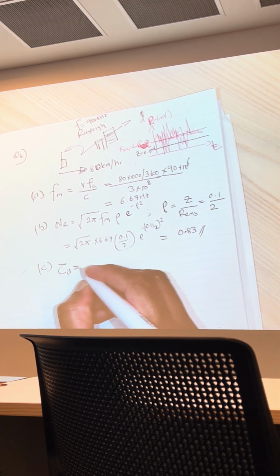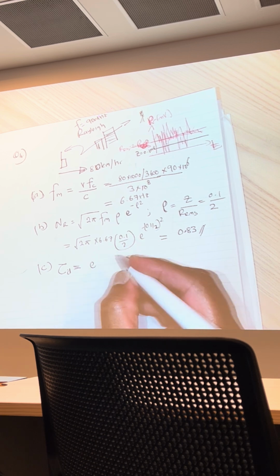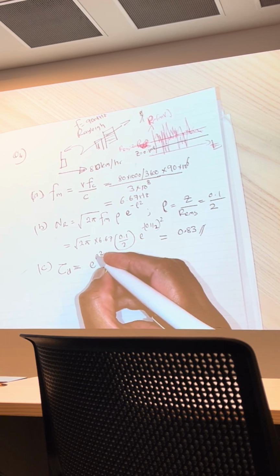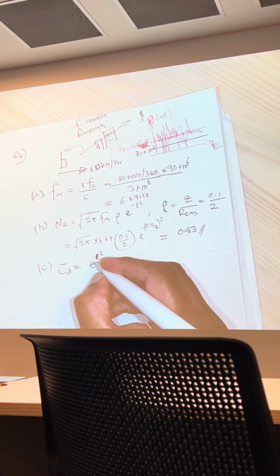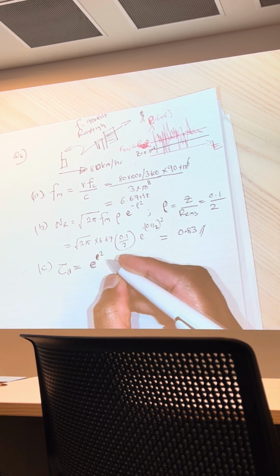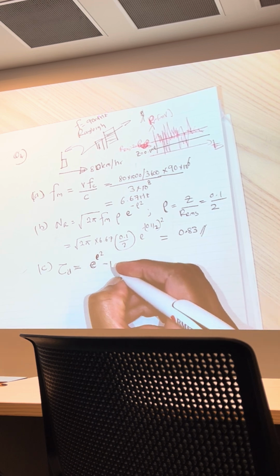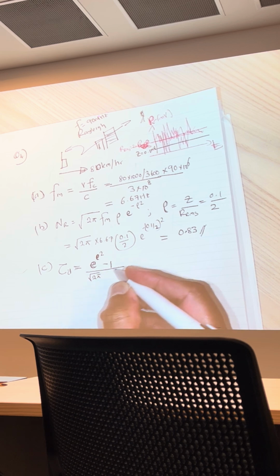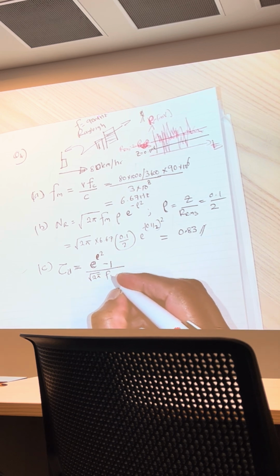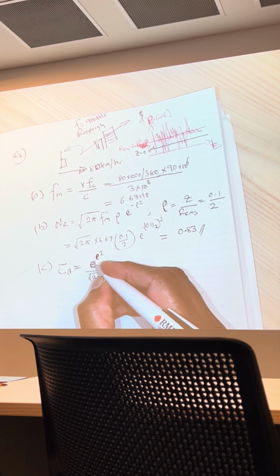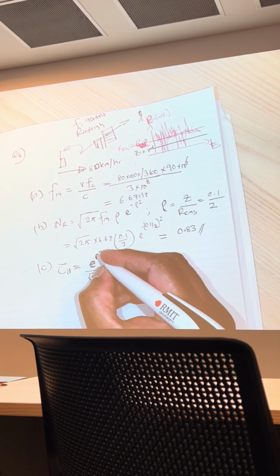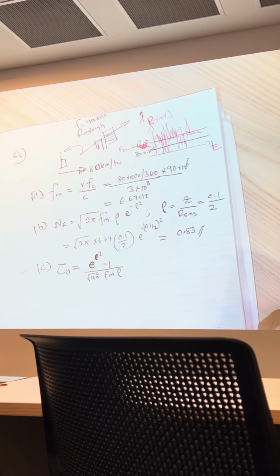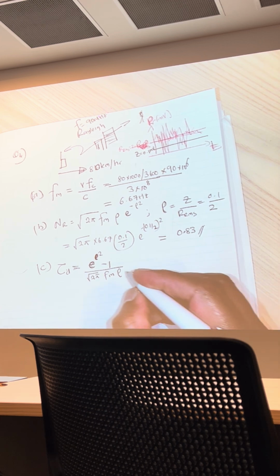And for a Rayleigh fading channel, again, it has a nice expression, so don't mix up between my rho and e. It's e to the power rho squared minus 1, divided by square root of 2 pi Fm rho. This is an e exponential, and this is a rho, right? e to the power of rho squared. This is a rho.